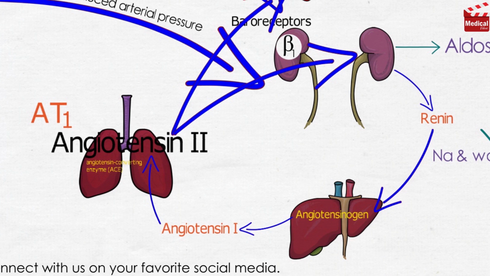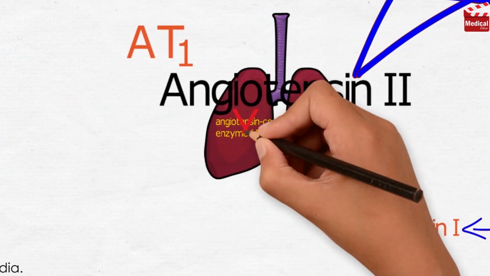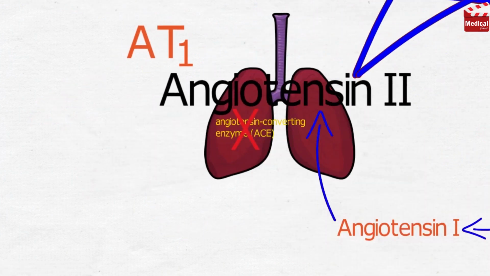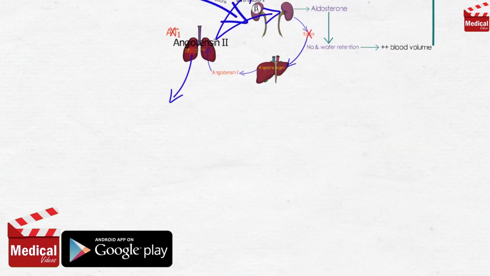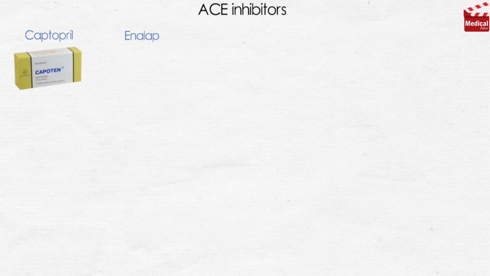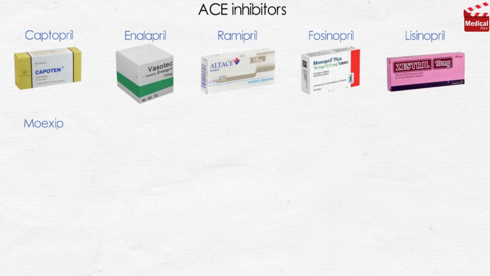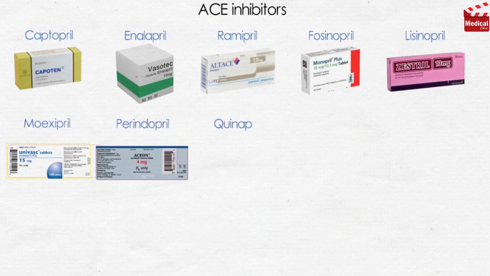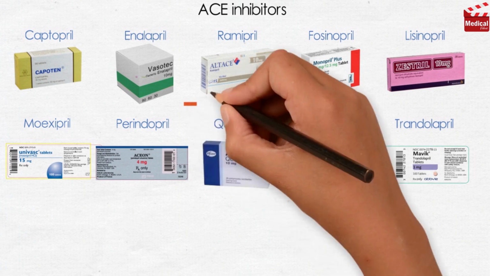Now we can conclude how the drugs may interfere with this mechanism. Either they inhibit renin itself, inhibit angiotensin converting enzyme, or block angiotensin 2 type 1 receptors. Let's start with the angiotensin converting enzyme inhibitors, also known as ACE inhibitors, such as captopril, enalapril, ramipril, fosinopril, lisinopril, moexipril, perindopril, quinapril. If you notice, all of them end with the part pril.